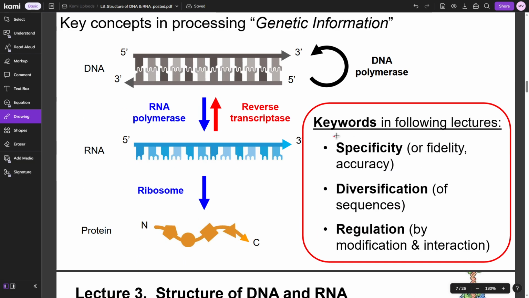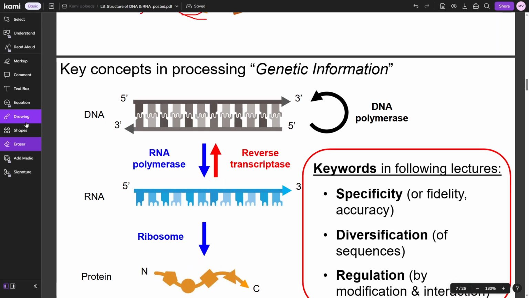He mentions these key words here. I don't know if he ever talks about them really that much. I would try and keep them in mind. Just remember that specificity is about fidelity: how accurate is our machinery at making exact copies of DNA or at transcribing DNA, stuff like that. Diversification of sequences: how do we introduce variation, genetic variation? That's going to be through mistakes. You're going to want some mistakes to introduce genetic variation. And then regulation is how do you regulate.